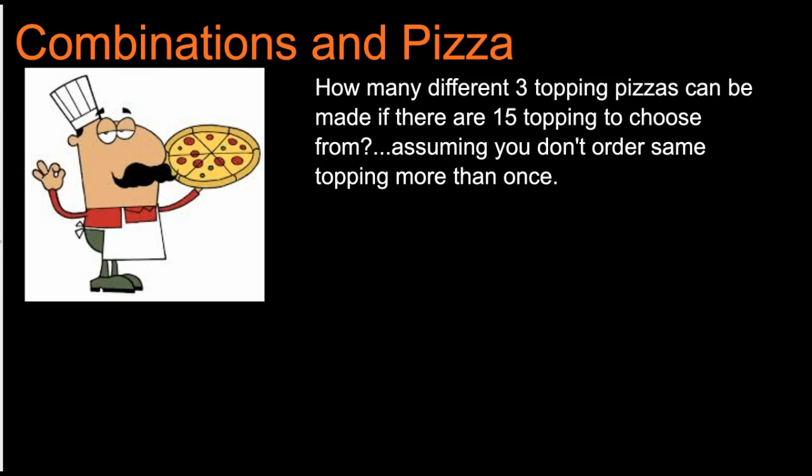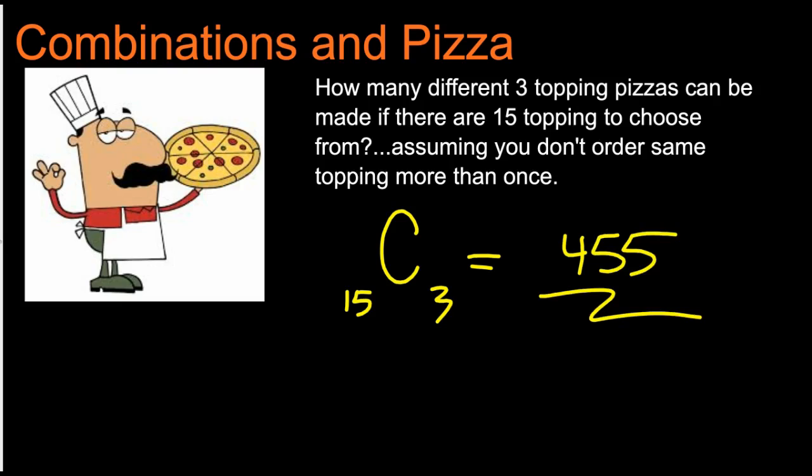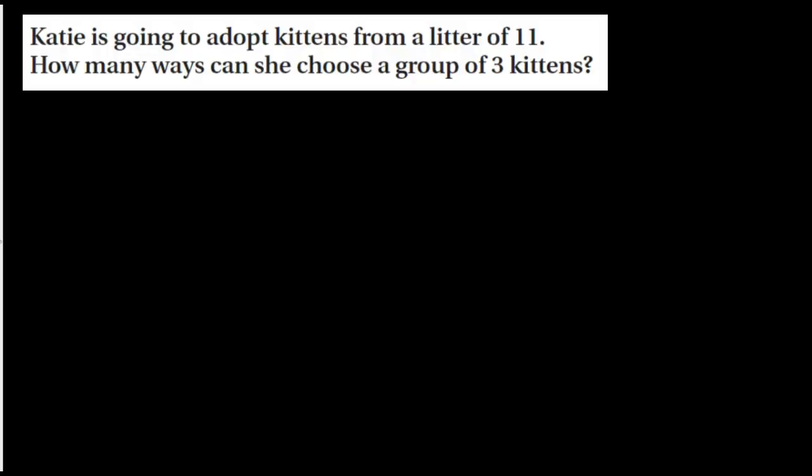So if the order doesn't matter, then I'm going to use a combination. There's 15 toppings. I'm going to take 3 at a time. Okay? You push the button on your calculator and you end up with, I think it's like 455. Is it right? So you end up with 455 different pizzas. Bada bing. Same thing with the last problem on here, this is a silly math book problem. Katie, this isn't you, Kate. It's Katie adopting kittens. There's 11 kittens. She wants to take 3 at a time.